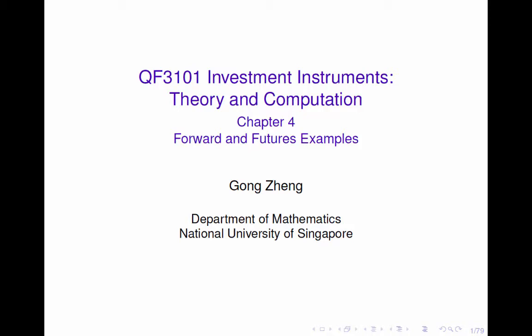Chapter 4 Forward and Futures Examples. In Chapter 2, we have studied the basics of forward and futures contracts and how they can be used for hedging. In this chapter, we will revisit this topic, and the focus will be on the interest rates and foreign currency futures contracts, as they are heavily traded in the global futures markets. We will see how the contracts are quoted and traded in practice.